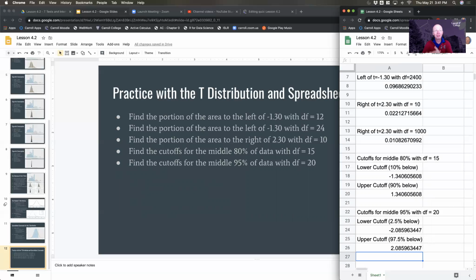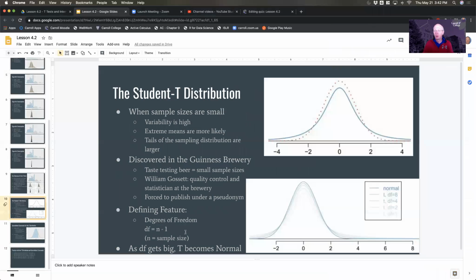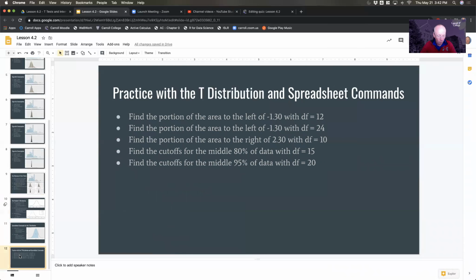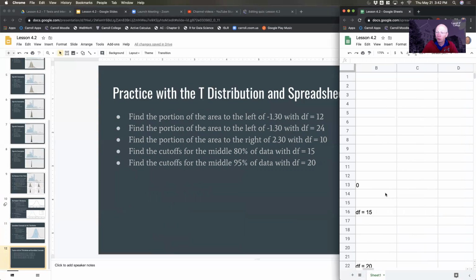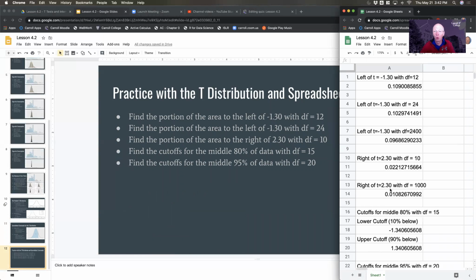Now recognize that this is a little bit different than a normal distribution. If I want the middle 95% on a normal distribution, it's usually like 1.96. But on a t distribution, the tails are actually a little bit fatter, so we're going to read a little bit wider in order to pick up the same amount of information. Okay, I hope at this point you have a good sense of how the t distribution works in a spreadsheet.